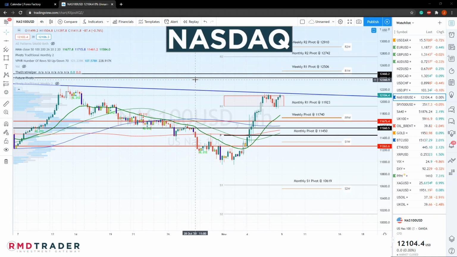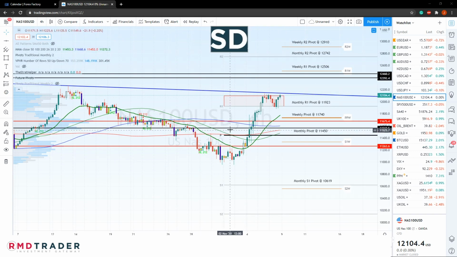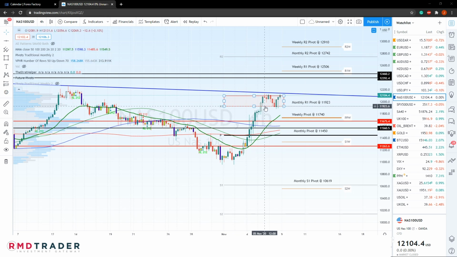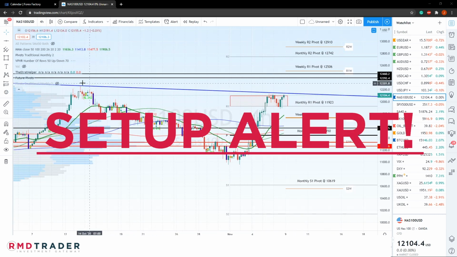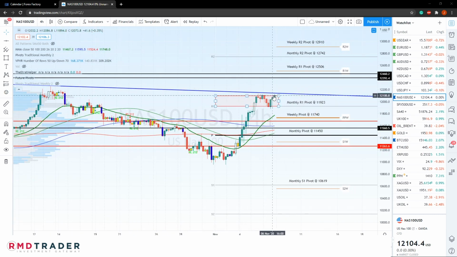Looking now at the NASDAQ 100. Last week we made reference to the fact that should price manage to break above the important 11,500 level, bullish targets would then include this area between the monthly R1 pivot at 11,923 and 12,000. And as we can see, that is very near to where price is currently trading. Price is currently up against major diagonal resistance as well. This is the line that we have here in blue.